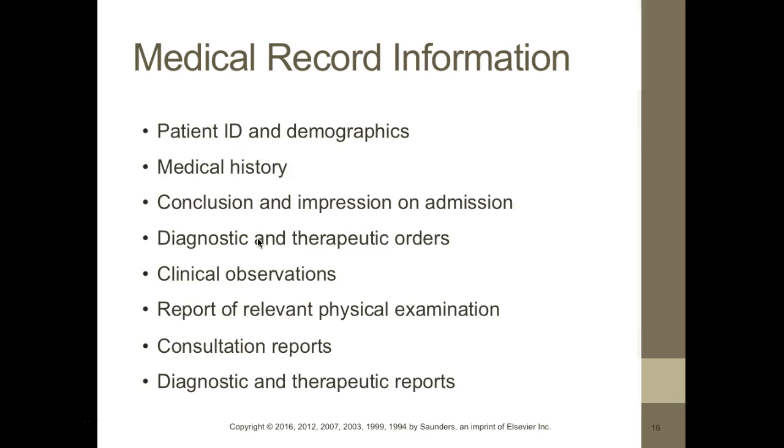So medical record information should all have patient ID and demographics, medical history, conclusion and impression on admission, diagnostic and therapeutic orders, clinical observations of the nurse and the doctor, report of relevant physical examination, so an examination has to be done on every patient, consultation reports from the doctors and the nurses, diagnostic and therapeutic reports from the radiologist.